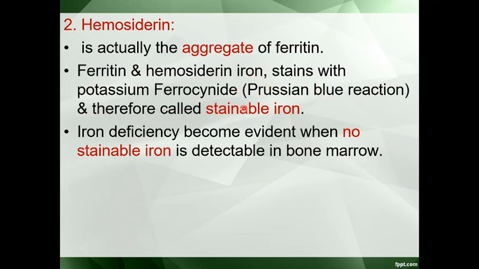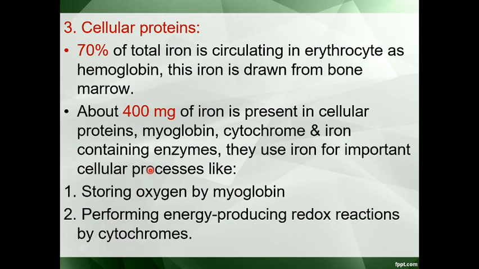They stain with potassium ferrocyanide, giving Prussian blue coloration, and are therefore called stainable iron. If there is an iron deficiency, it means the storehouse has been exhausted, and so no stainable iron will be detected in the bone marrow.